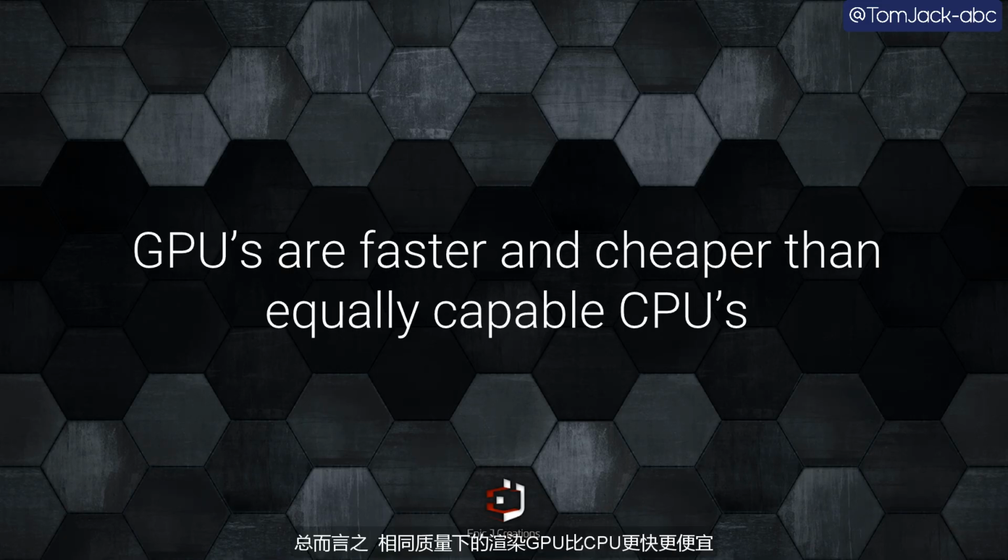Next up, GPUs are faster and cheaper than equally capable CPUs. That's the big ending point of this particular topic. Again, can't stress this enough. GPUs are just flat out faster and cheaper than equally capable CPUs. That's just kind of how they're built. They were originally built and meant for different tasks, and GPUs just happen to do rendering much quicker.